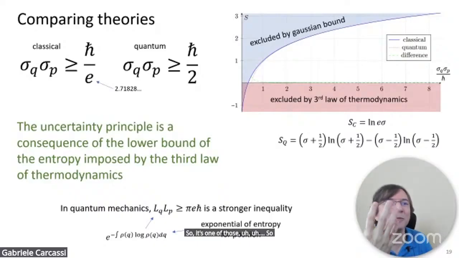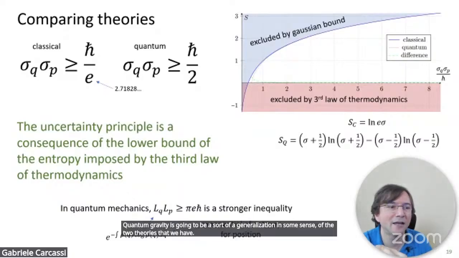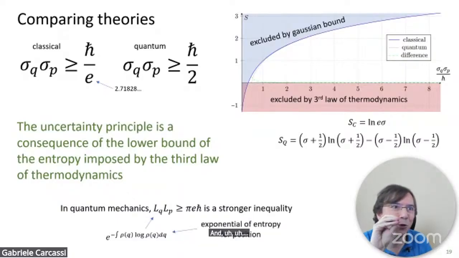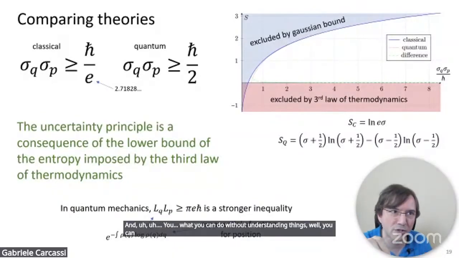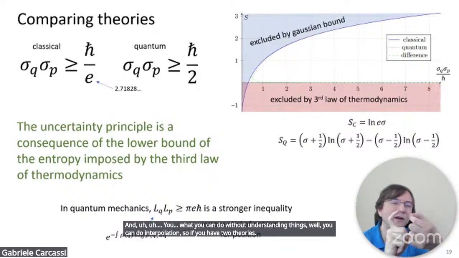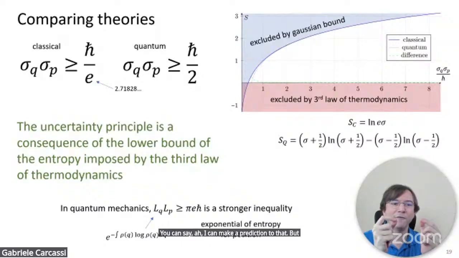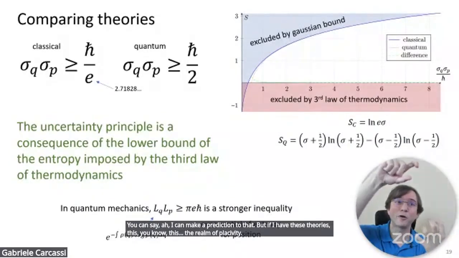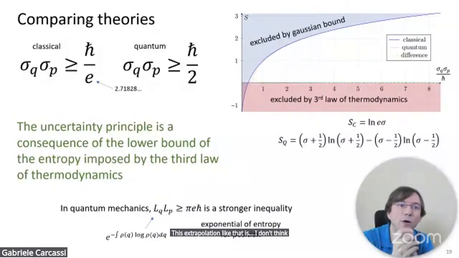So the problem is that quantum gravity is going to be a sort of generalization, in some sense, of the two theories that we have. What you can do without understanding things well is interpolation. If you have two theories and you know that you have a theory in between, you can make a prediction for that. But if you are outside the realm of applicability of these theories and have to work there, that is extrapolation, and I don't think it's going to work. So the answer, for me, is a strong yes.